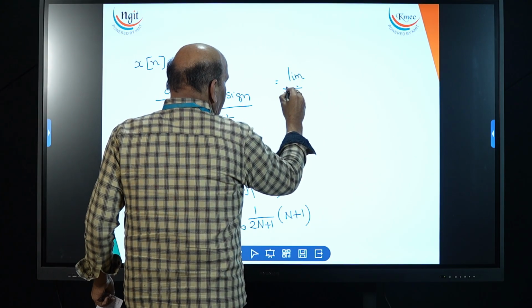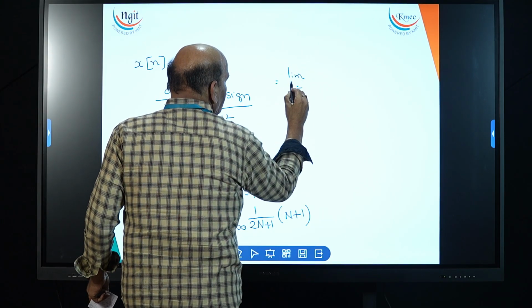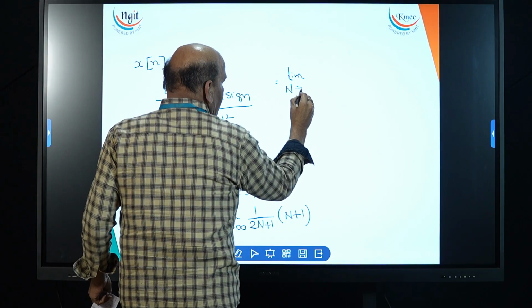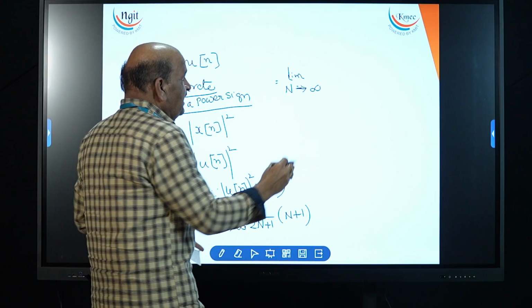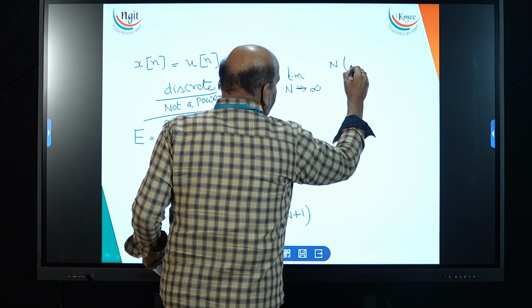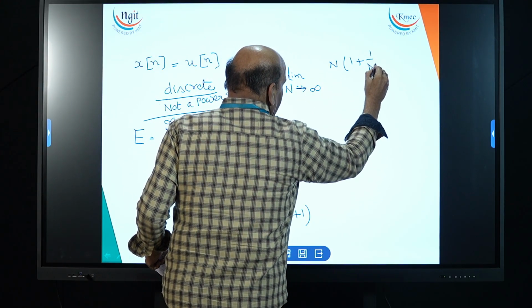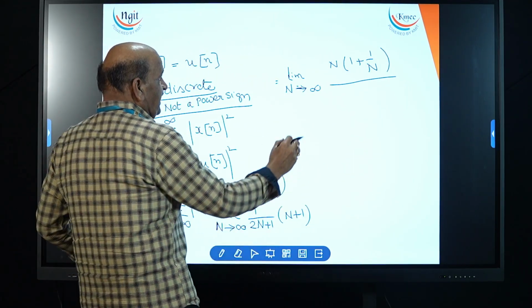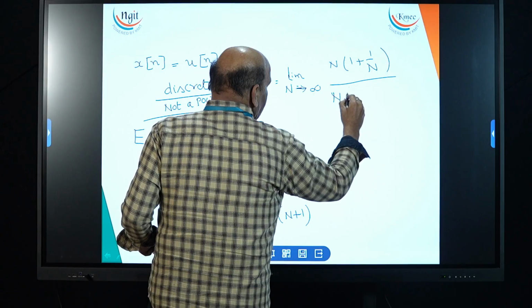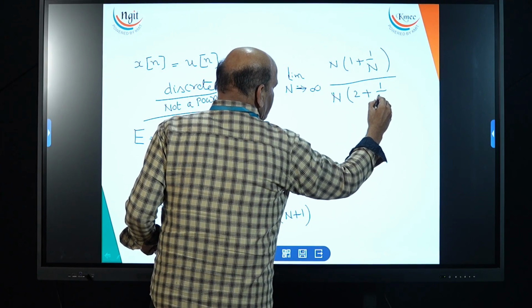Now this is equal to the limit as n tends to infinity. In the numerator, take n common, this is equal to 1 plus 1 by n. In the denominator, we have 2n plus 1. Take n as common, and this will become 2 plus 1 by n.